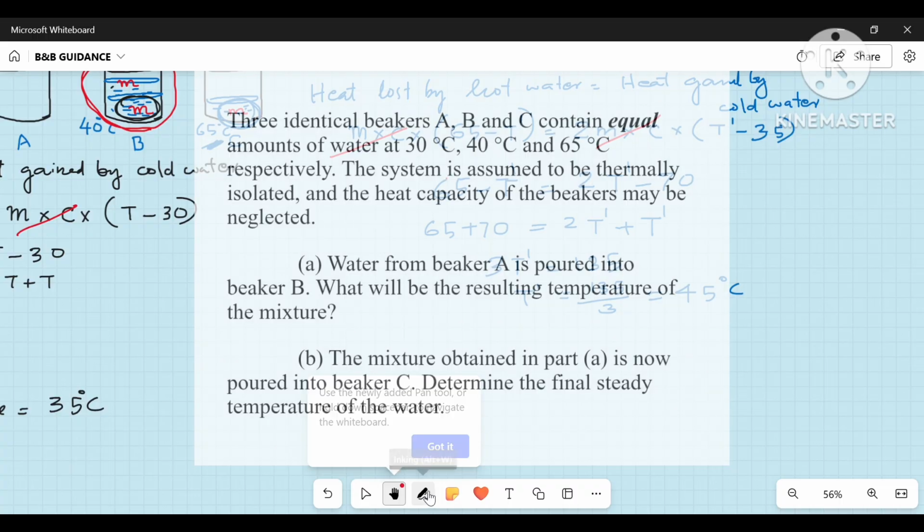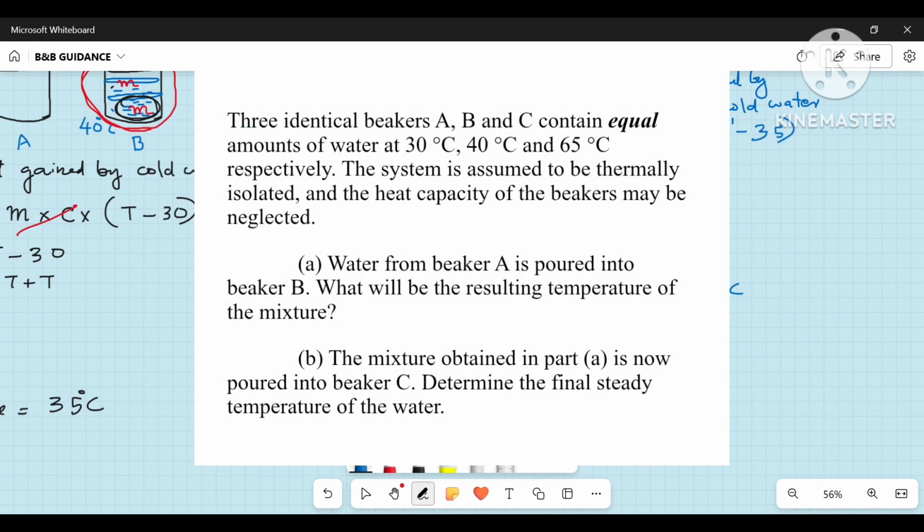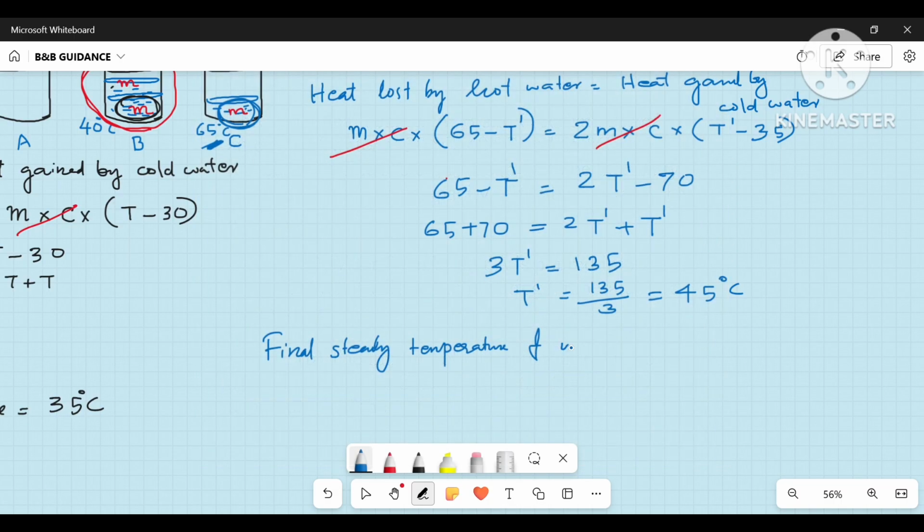So let us respond to the question. What is the question? The final steady temperature of water. So we will write that way: temperature of water is equal to 45 degrees Celsius.